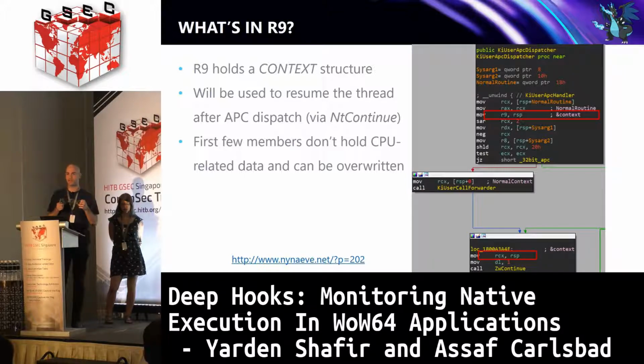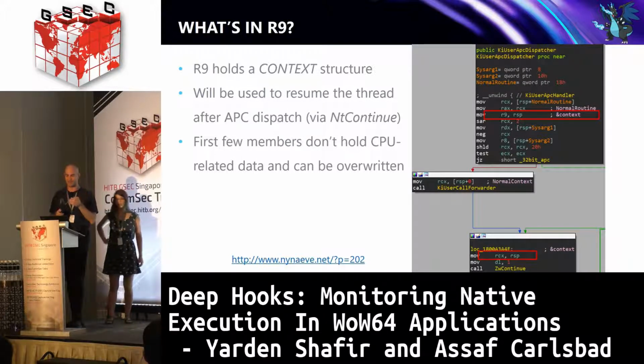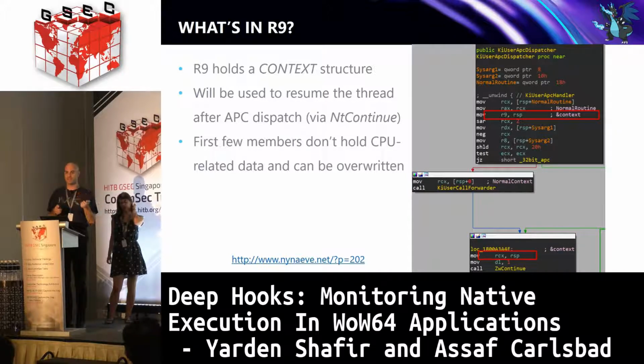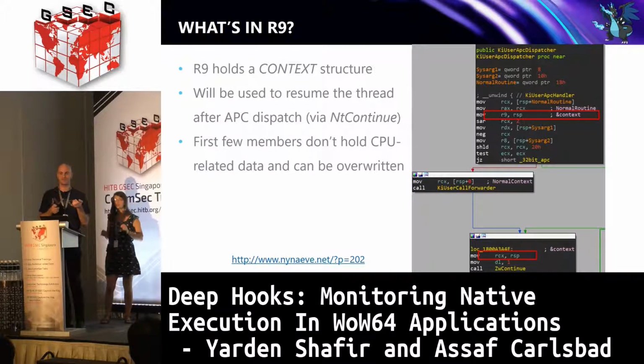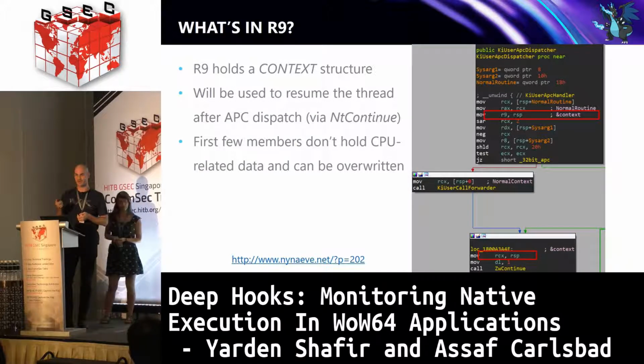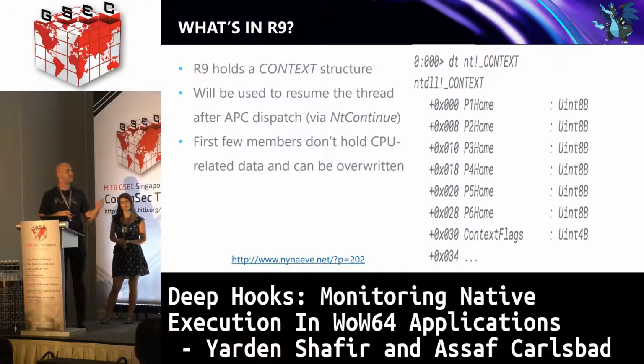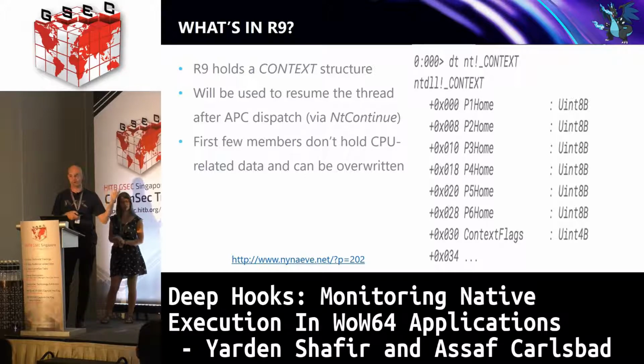Now, because we know LdrLoadDll is going to interpret R9 as its fourth parameter, it means it is going to overwrite the first few bytes of this structure with the base address of the DLL that it has just loaded. Generally, this doesn't sound like a very good idea because we are overwriting CPU information that is about to be resumed later. But luckily for us, at least on the x64 architecture, the first few members of this context structure don't really hold CPU-related members, so we can overwrite them safely because we know they won't be used later by NtContinue to actually restore the context.